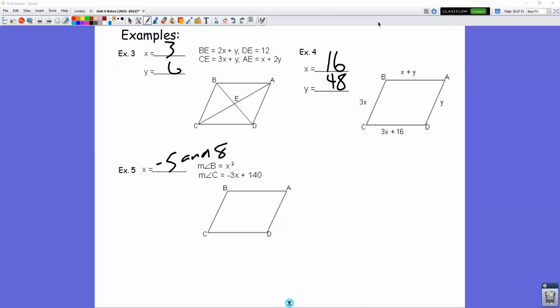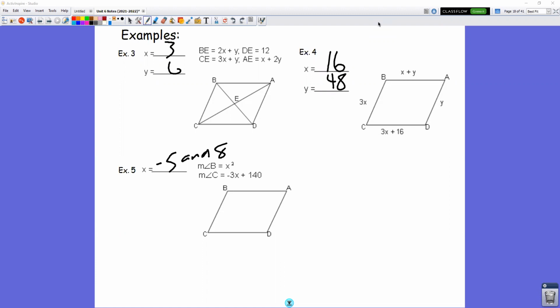Now, these are going to be using the basic properties of parallelograms, but you're going to be asked to do a little bit more algebraically. These are not going to be quite as simple as the questions that you've been doing. So for questions 3 and 4, both of these are going to be solved by solving a system of equations. All right, so let's get started on number 3. Let's go over that real quick.